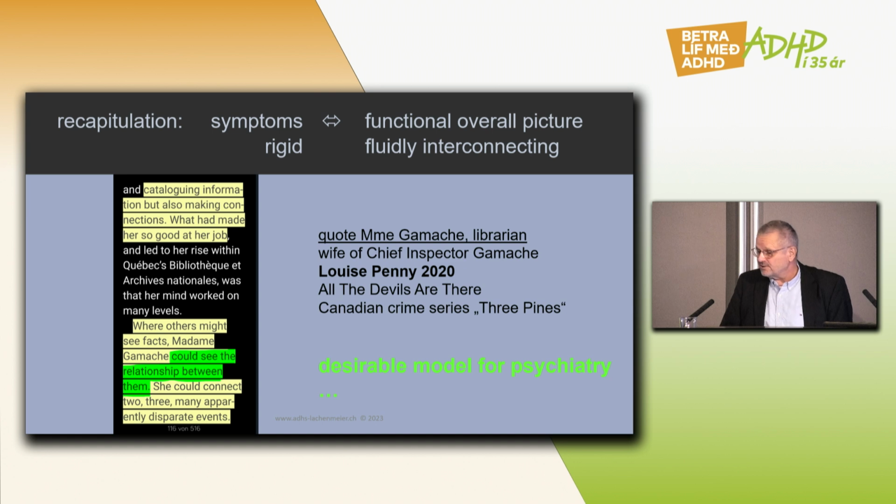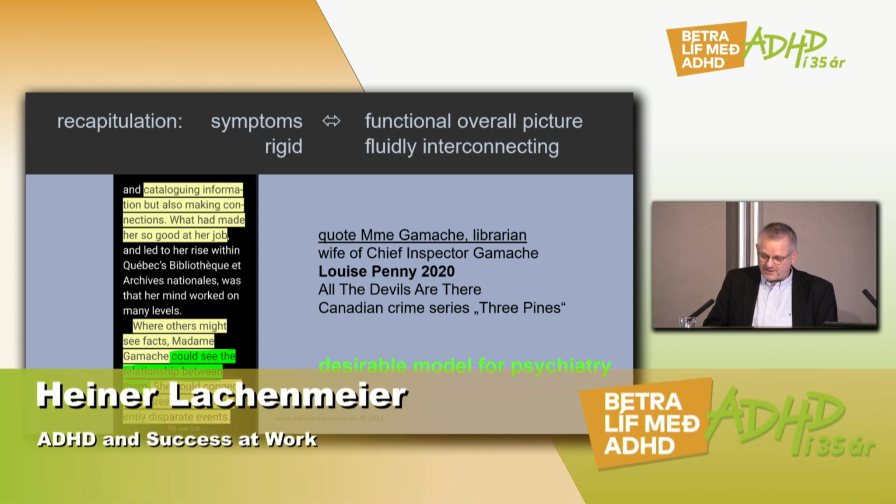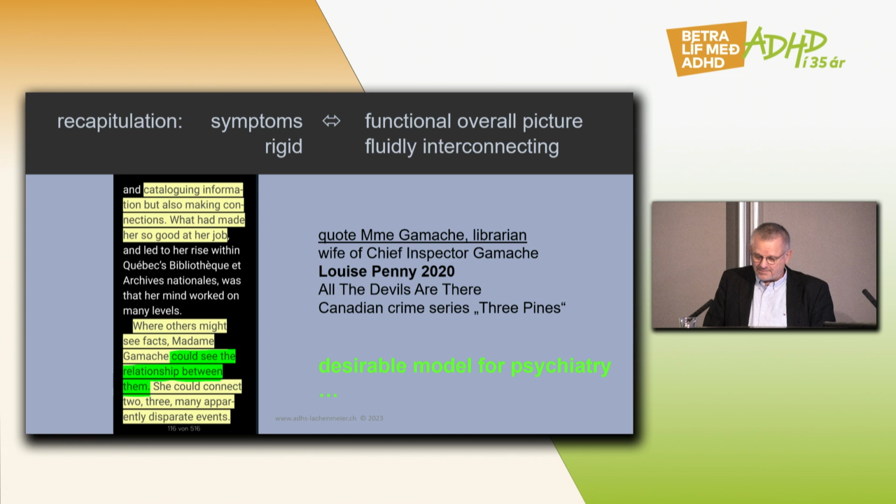So I came across a book, maybe some of you know these books of Louise Penny. It's a Canadian writer who wrote a series of philosophical crime stories. And there is the wife of the chief inspector. She is a librarian, and she says she is not only looking at the facts, she's looking at the relationship between the facts. And we have lost somehow in psychiatry to look at the relationships between facts.